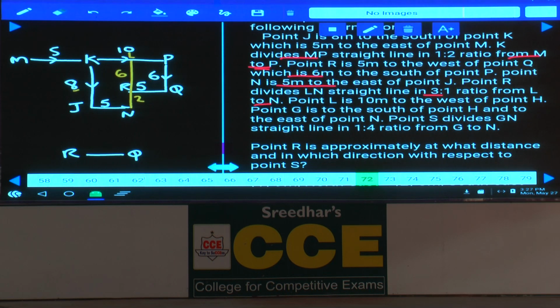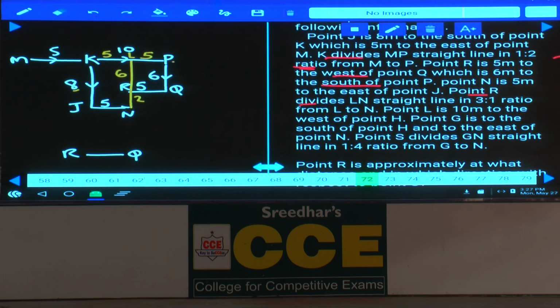Point L is 10 meters to the west of H. As of now, the distance between K and L is 5, L and P is another 5. Now this L is 10 meters to the west of H, and H will be somewhere here. Now the distance between P and H is 5 meters.